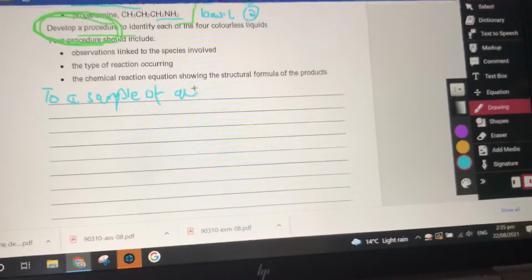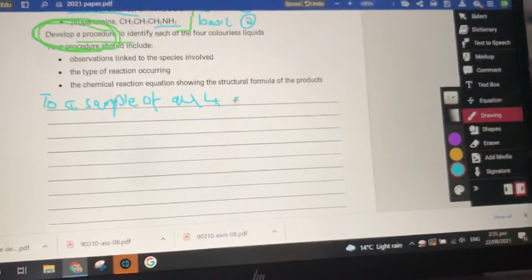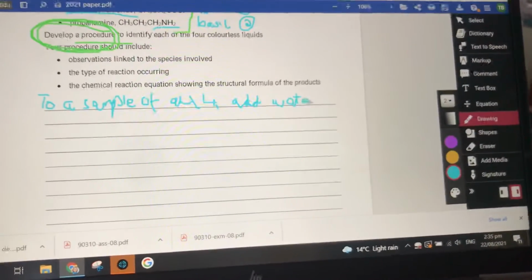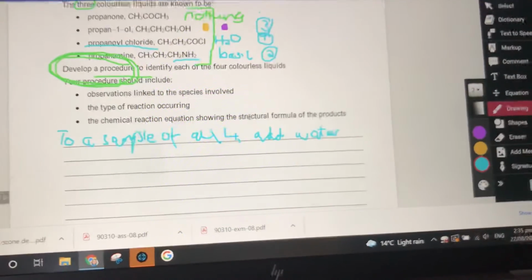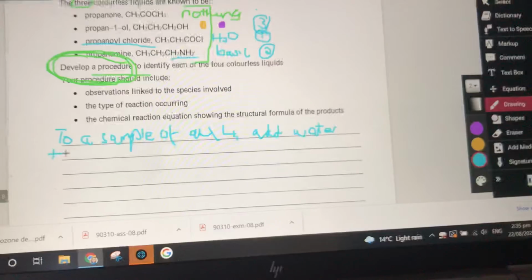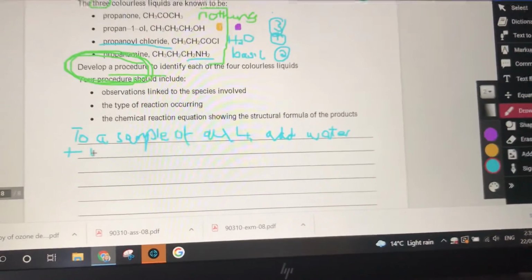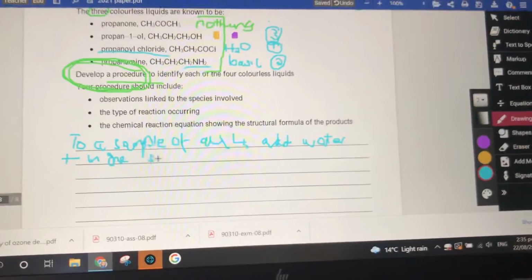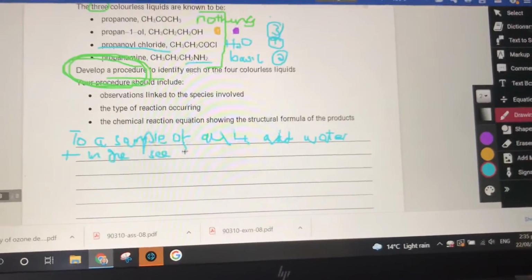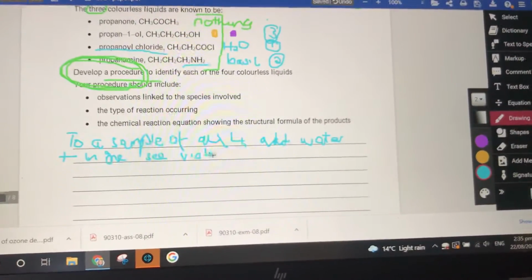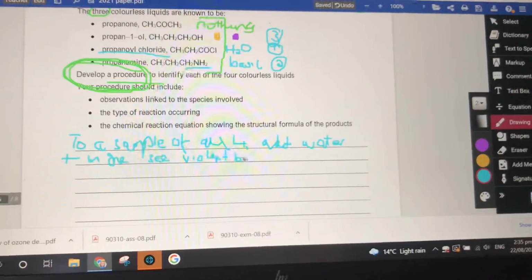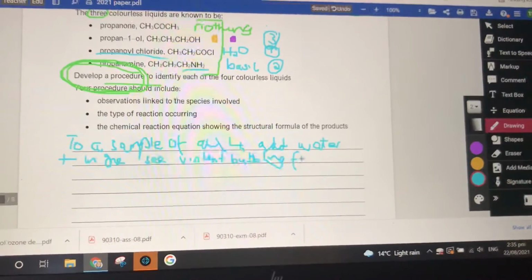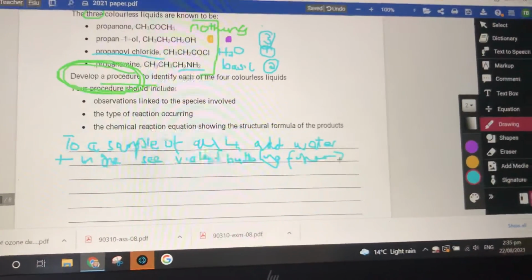Okay, so if I'm going to add water, then what I need to say is what I would see to distinguish some of these from each other. So I'm going to say my positive observation in one beaker or test tube, whatever you've used, I will see a violent bubbling and white fumes. And that will tell me that I have got the acyl chloride.